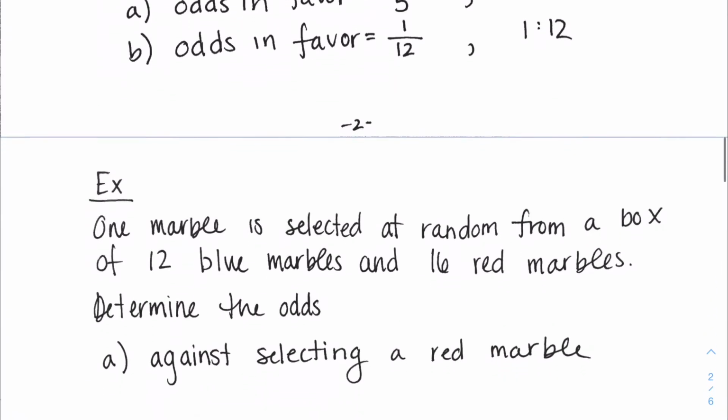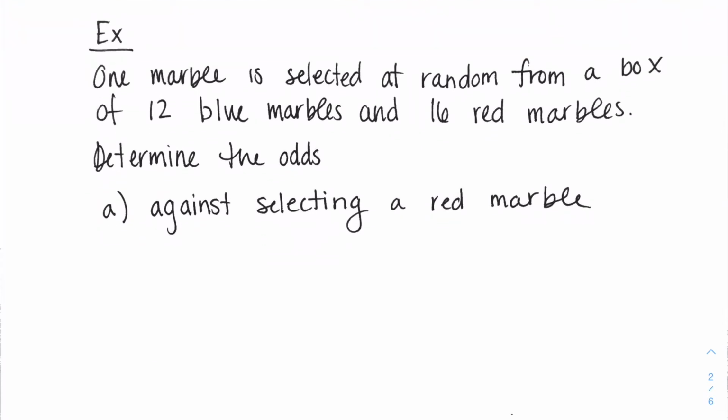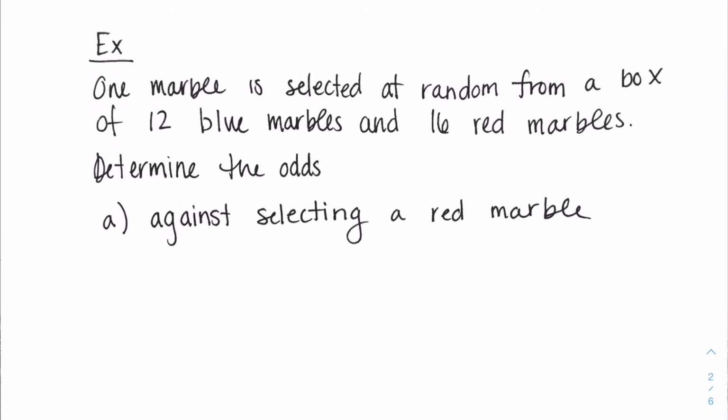So we've done pretty much at this point just examples dealing with cards and dealing with rolling a die. So we're going to change it up a little bit. We're going to consider selecting a marble from a box. So we're going to pick one marble at random. There's going to be 12 blue marbles. Let's highlight those in blue. And then there's going to be 16 red marbles.